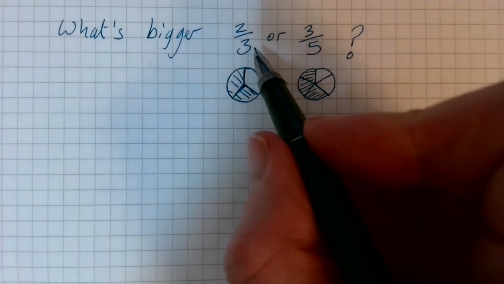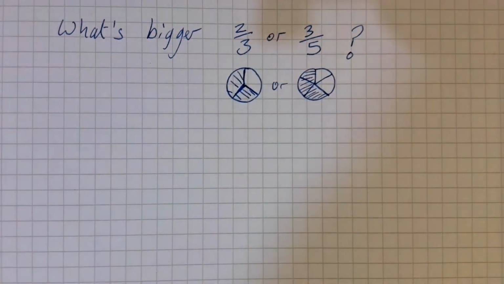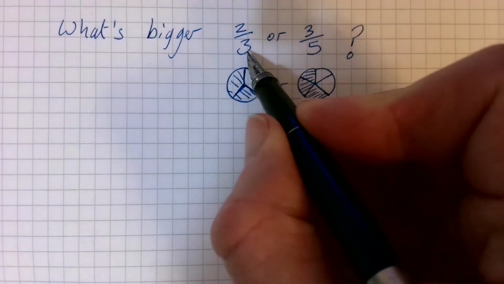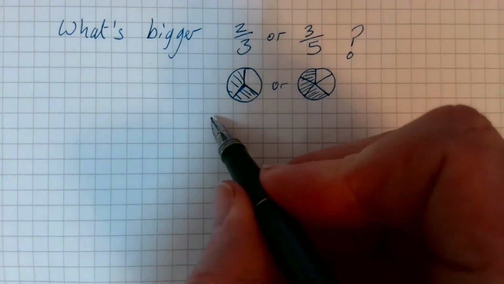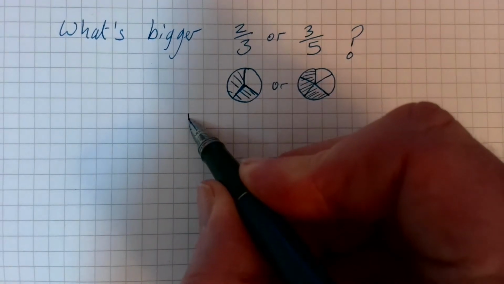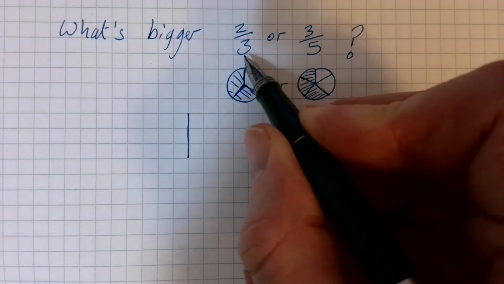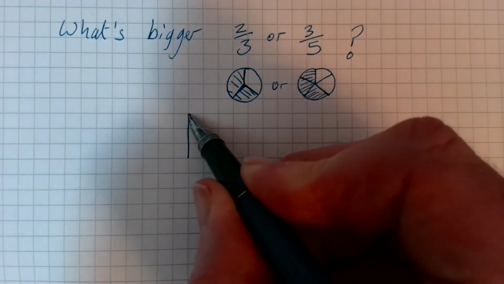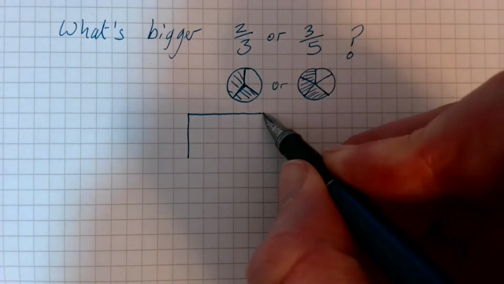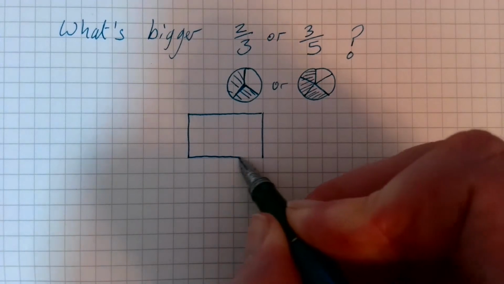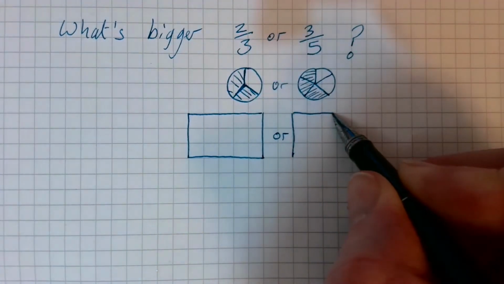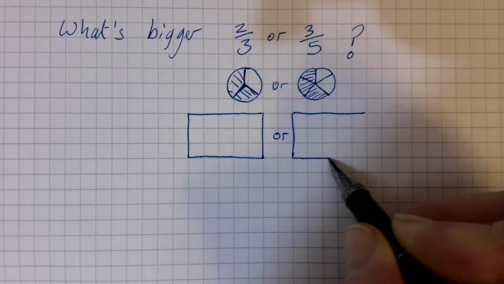Right, let me show you how I would prove which is bigger, 2/3 or 3/5. You may have an idea, I don't know. What I'm going to do, because it's thirds and fifths that I'm comparing, I'm going to draw 2 rectangles that are 3 squares wide because of the thirds, and 5 squares long because of the fifths. So I'm going to do that, and I'm going to write or, and I'm going to draw another one exactamundo the same.